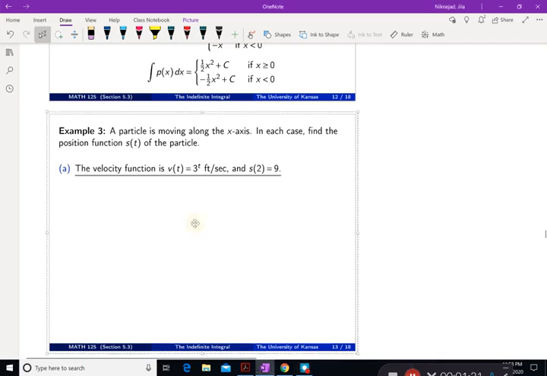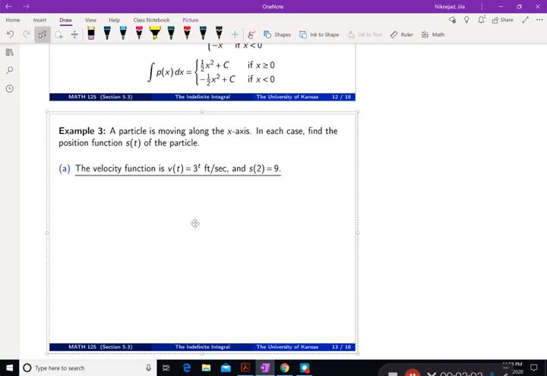Okay, now let's do example 3, and this is an example of how we model using antiderivatives. So a particle is moving along the x-axis. In each case, find the position function s of t of the particle. Let's say the velocity function is v of t equal to 3 to the power t feet per second, and s of 2 equal to 9.